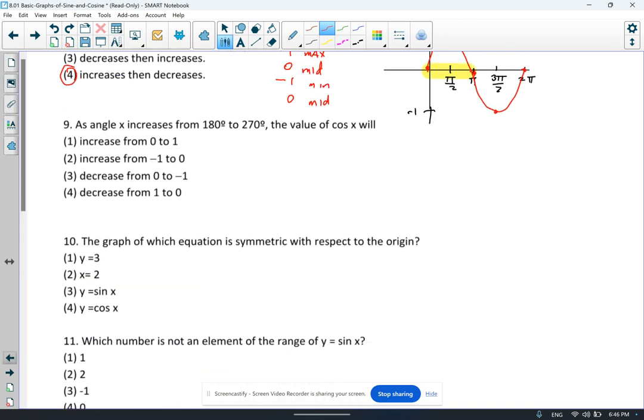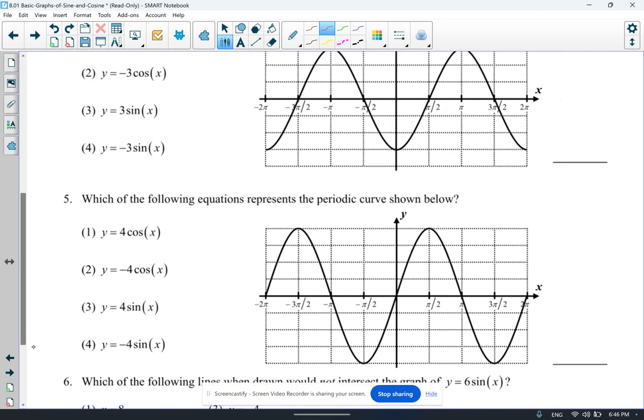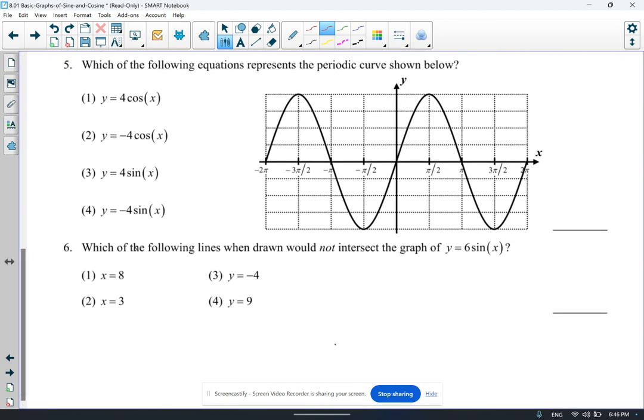Okay. And let's go back to number 6. Which of the following lines, when drawn, would not intersect the graph of y equals 6 sine of x? Okay. So again, you may be able to just visually see it. And there are a couple of ways of doing it, but one way of doing it again is just to do a quick sketch.